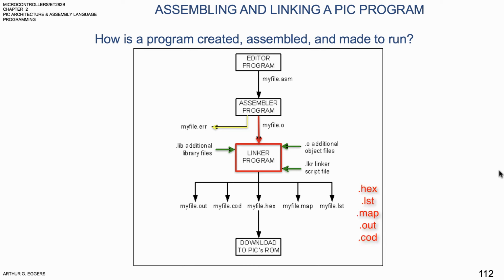The hex file has the extension hex, the list file has the extension LST, the map file extension is map, the intermediate object extension is out, and the debug file extension is COD. And you can see those there along the bottom. After a successful link, the hex file is ready to be burned into the PIC's program ROM and is downloaded into the PIC trainers. And again, we'll get to that.